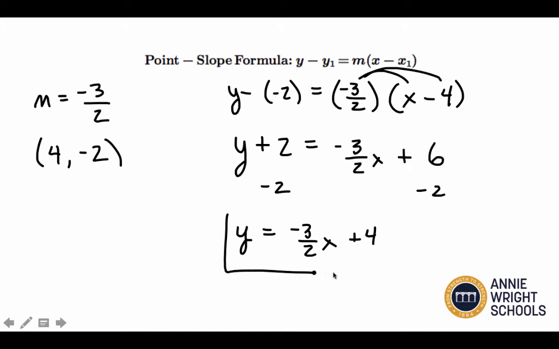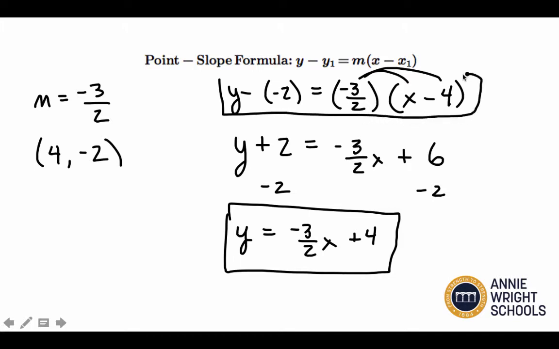Now the only reason I did all the algebra over here on the right is because I told you to write the equation of a line in slope-intercept form. If I had asked for point-slope form, you could have stopped right there. But I asked for slope-intercept, so I had to do a little algebra.